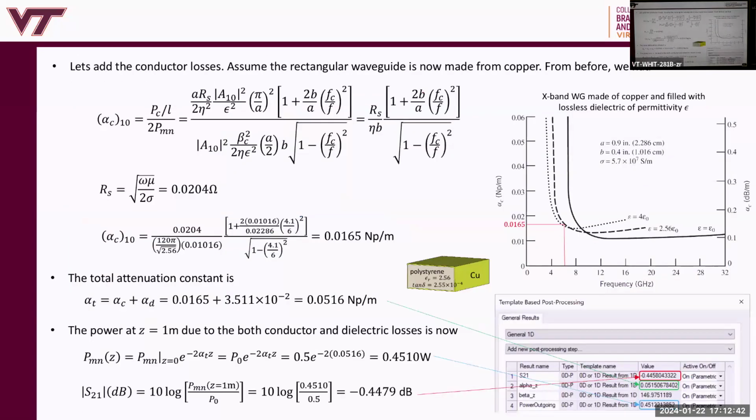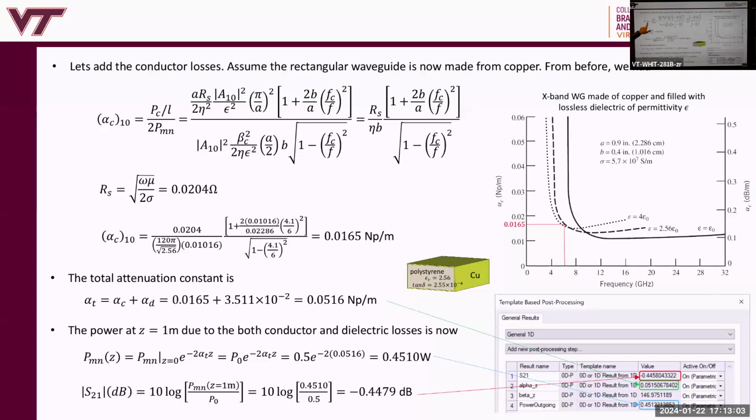Okay, one more thing. We added conductor losses now, because before that was dielectric loss. So now we have polystyrene inside, 2.56 with tan delta 2.55 times 10 to the minus 4, and the walls of the waveguide are made of copper, all right? So we have both kinds of losses. Let's verify both our alpha D and alpha C and see if CST gives us the same result.